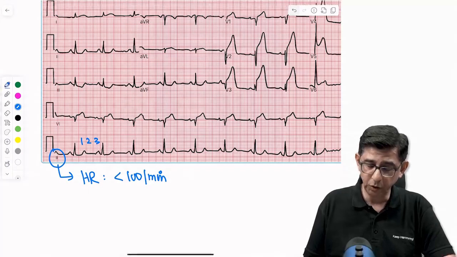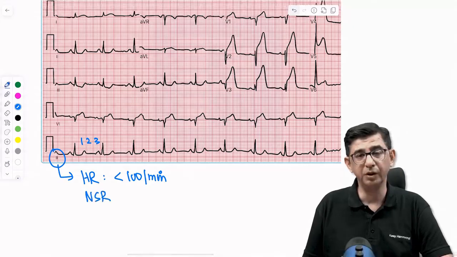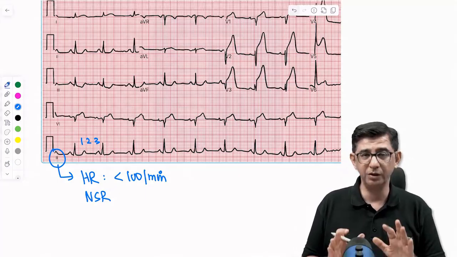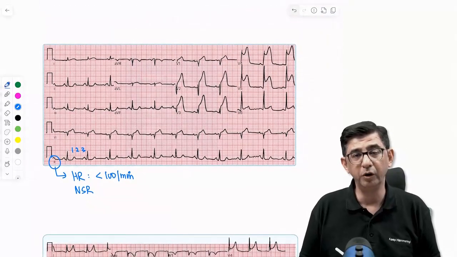Then you check out P, Q, R, S and T are present. So this tells me that the person is also in normal sinus rhythm. If the person is in NSR and the heart rate is less than 100, then I can assume that this is not a question on tachy and bradyarrhythmias, and I can straight away move on to the precordial leads.